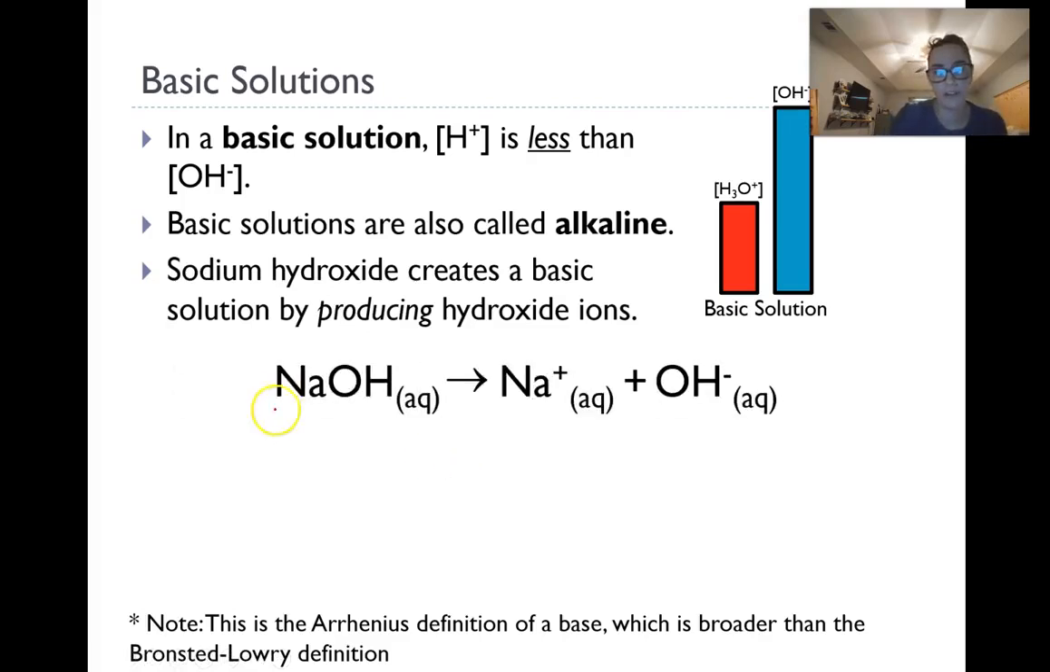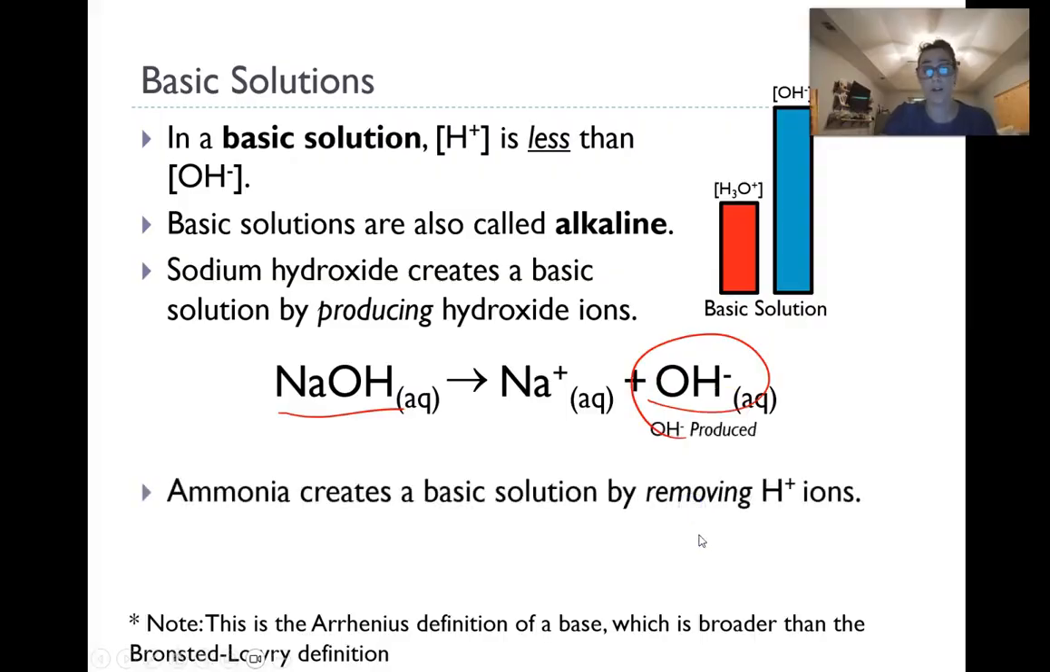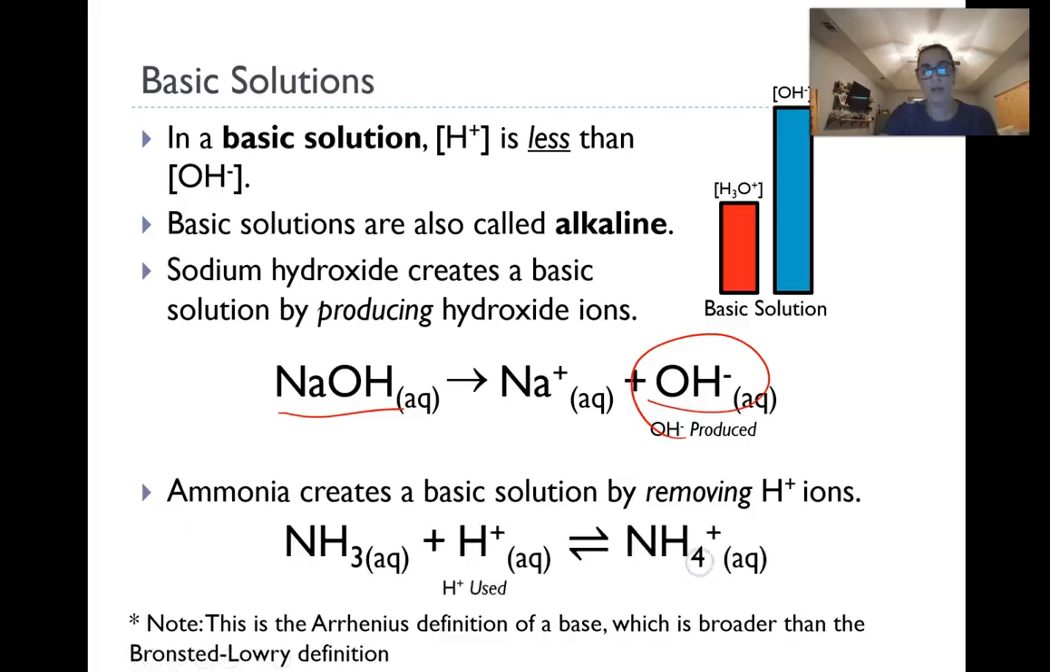So when they dissociate, for example, sodium hydroxide produces hydroxide by dissociating. So therefore, you're going to have more hydroxide than hydrogen ions in solution, which makes it basic. Ammonia creates a basic solution by removing hydrogen ions. So according to Bronsted-Lowry, remember, a base accepts a proton. But according to Arrhenius, it's anything that increases the concentration of hydroxide. And ammonia does this under both definitions.